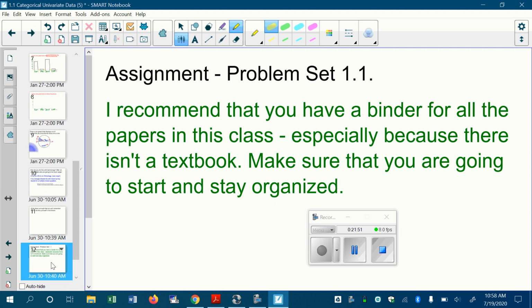All right, your next assignment, your problem set, is problem set 1.1. I recommend that you have some sort of organizational system for your work for this class. Keep it in a binder or something, because there isn't a textbook. So your papers that you generate in your computer files, that's it. Make sure that you have some system from the beginning that is going to help you stay organized and be successful. When we get to the end of this unit, you will want to be able to look back and study, and that is going to be really difficult if your stuff is scattered all over the place. So come up with a system and stick with it, and good luck on the problem set.